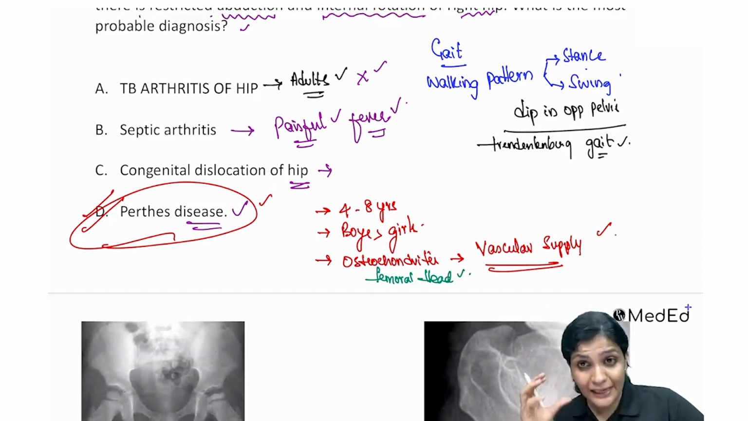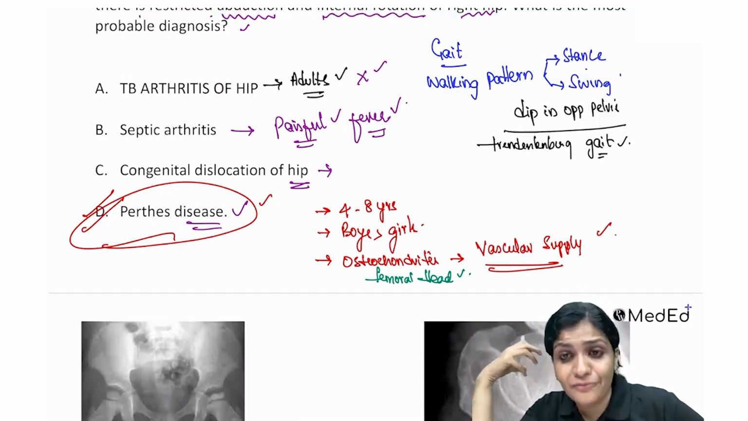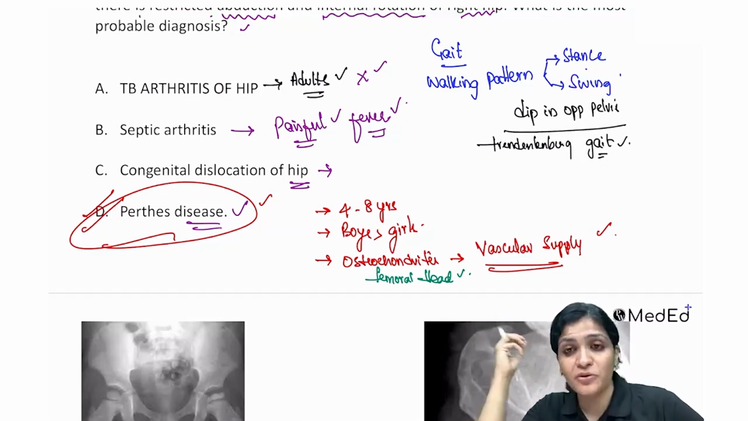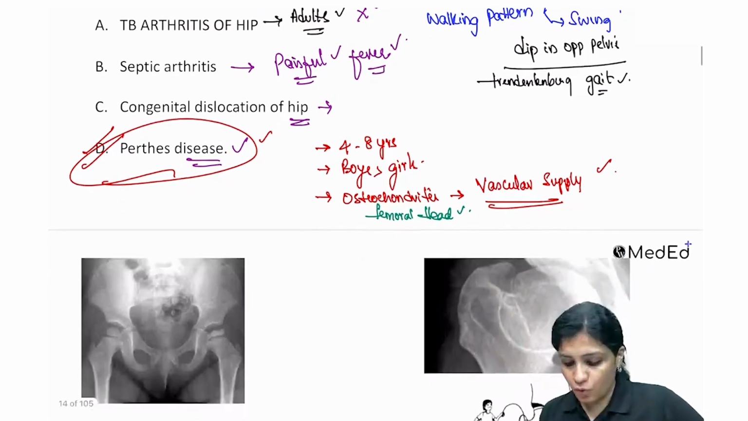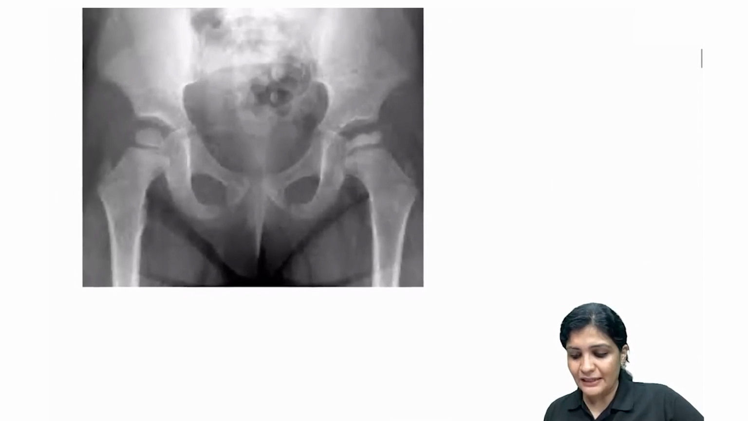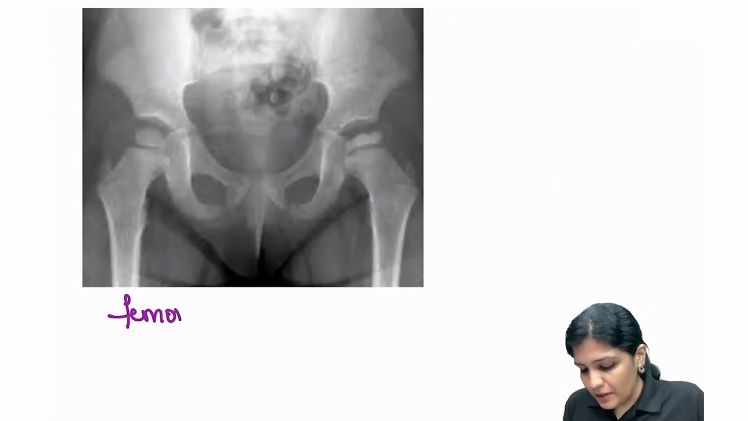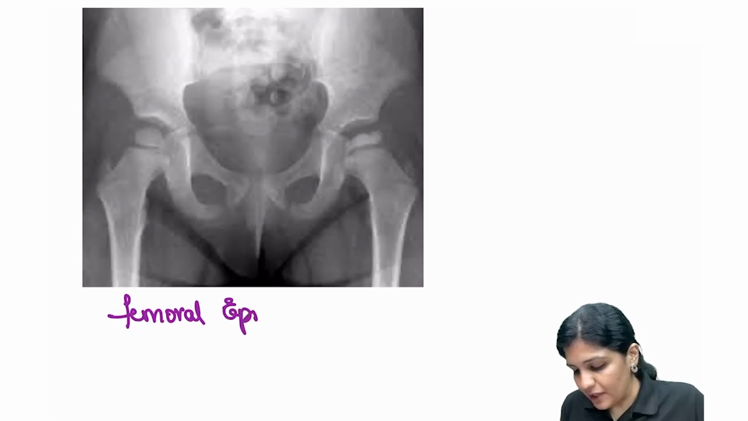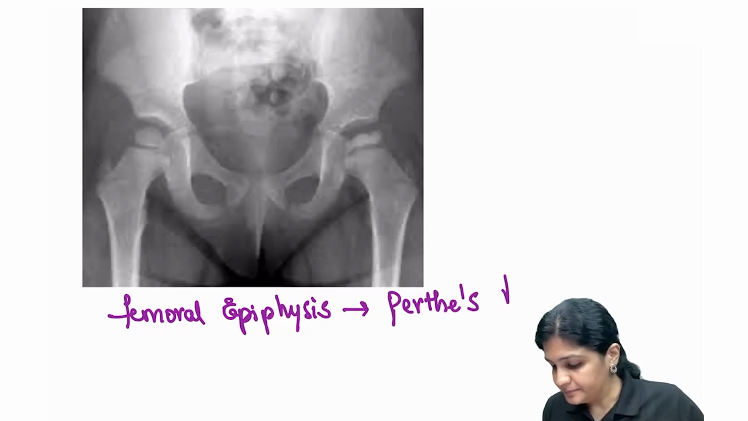That means the cartilage and the bone which is forming the femoral head is disturbed or inflamed. Why is it inflamed or disturbed? Because of this peculiar vascular supply, especially seen in the age group of 4 to 8 years. So here this is what we are talking about. If you can see, the femoral epiphysis is involved. So whenever the femoral epiphysis is involved, this is called the Perthes disease.